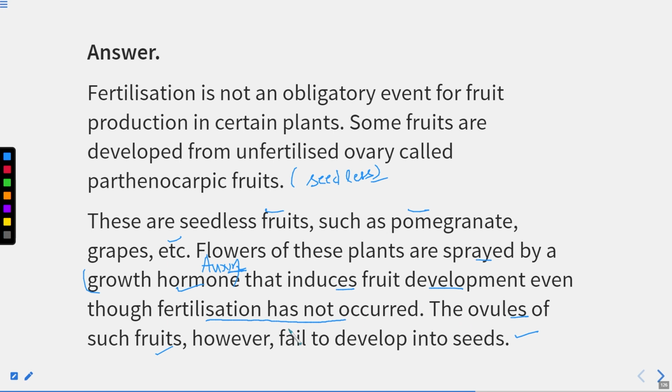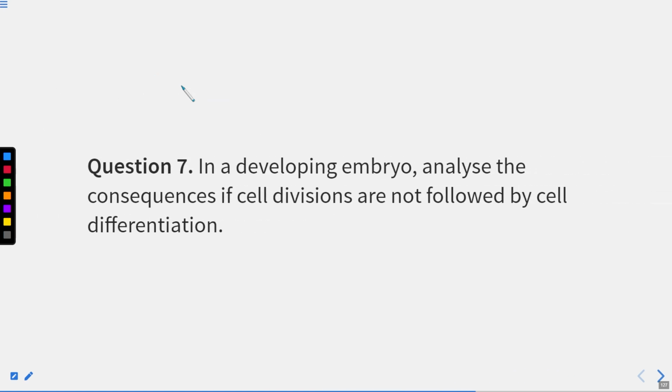Okay, why? Because the ovules of such fruit fail to develop into seeds. Seeds are also formed after fertilization. Here, no fertilization is taking place. That's why ovules don't develop into seeds, and the fruits are known as parthenocarpic fruits, and they are seedless.